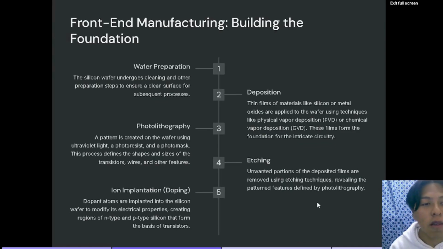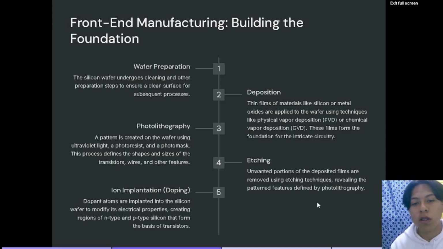Number one is front-end manufacturing, building the foundation. Subtopic number one is wafer preparation. Wafer preparation is the silicon wafer growth, cleaning, and other preparation steps to ensure a clean surface for the subsequent process.